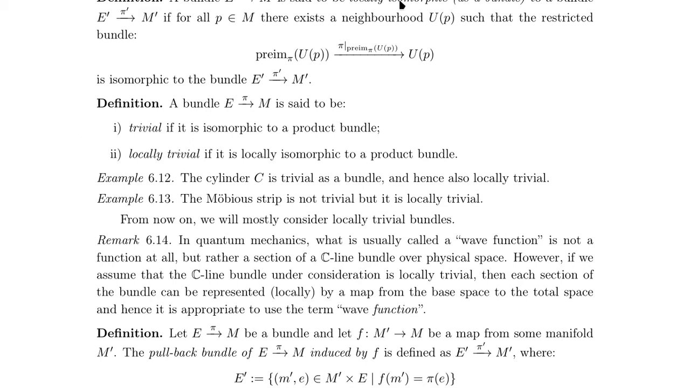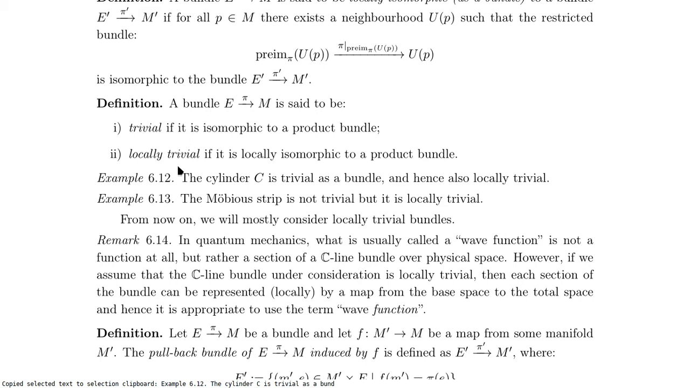And the examples are that the cylinder C is trivial as a bundle, and as it is trivial as a bundle, it is also locally trivial, because if you remember how you get a cylinder, it is the product of the intervals, and you have a bundle there. That's why if you look at it locally too, you can have a local isomorphism to the product bundle.